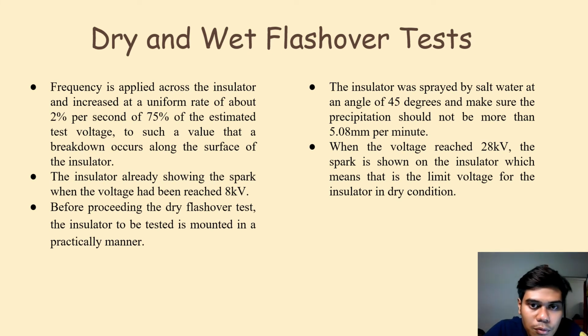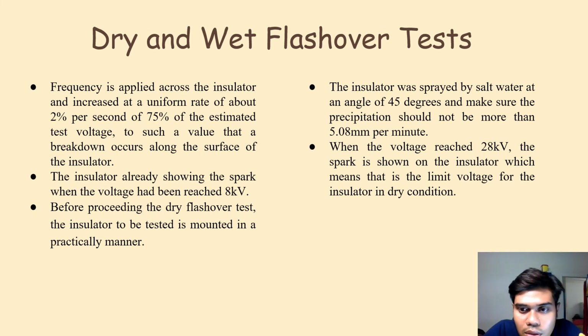So this is a dry and wet flashover test. So frequency is applied across the insulator and increased at a uniform rate, about 2% per second of 75% of the estimated test voltage, to such a value that a breakdown occurs along the surface of the insulator. The insulator already showing the spark when the voltage had been reached 8 kV in dry flashover test. Before proceeding the dry flashover test, the insulator to be tested is mounted in a practical manner.